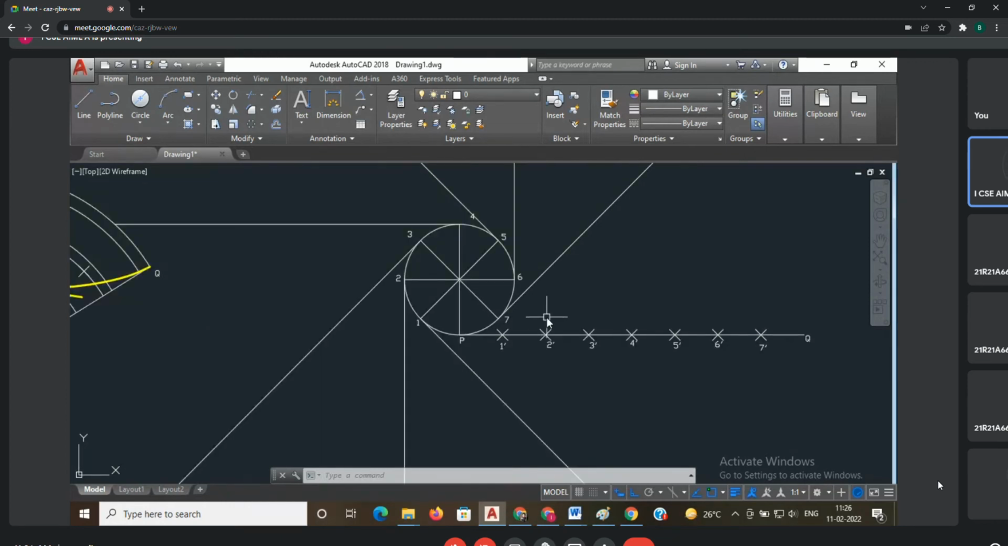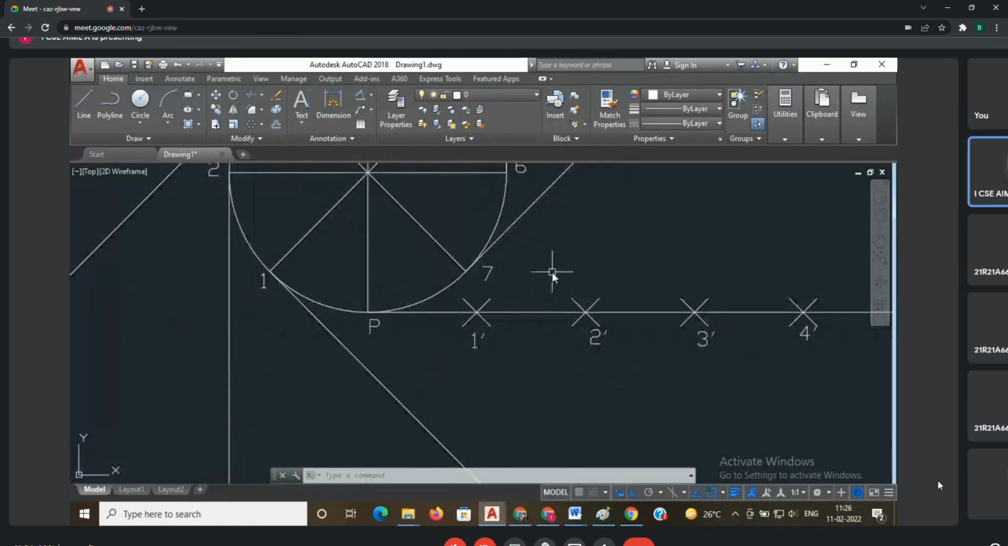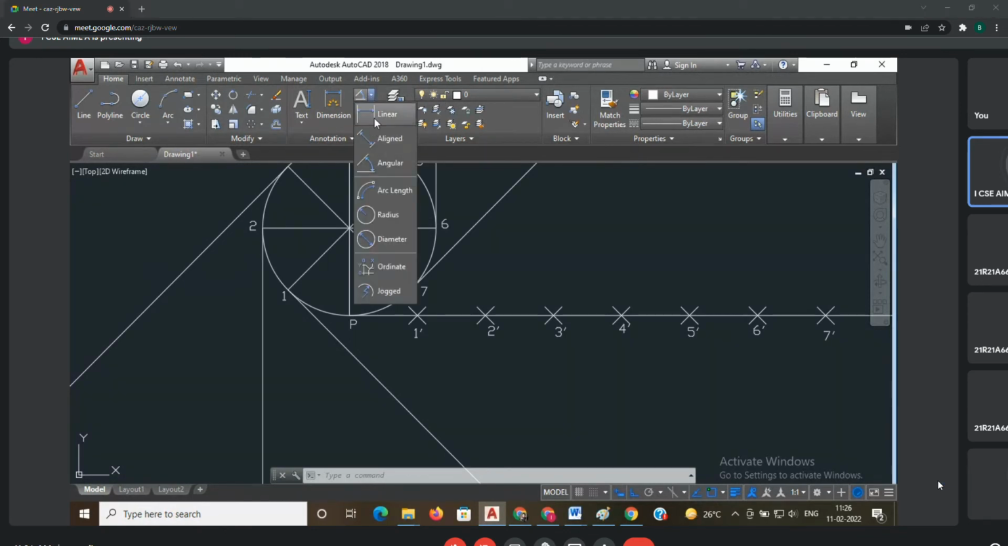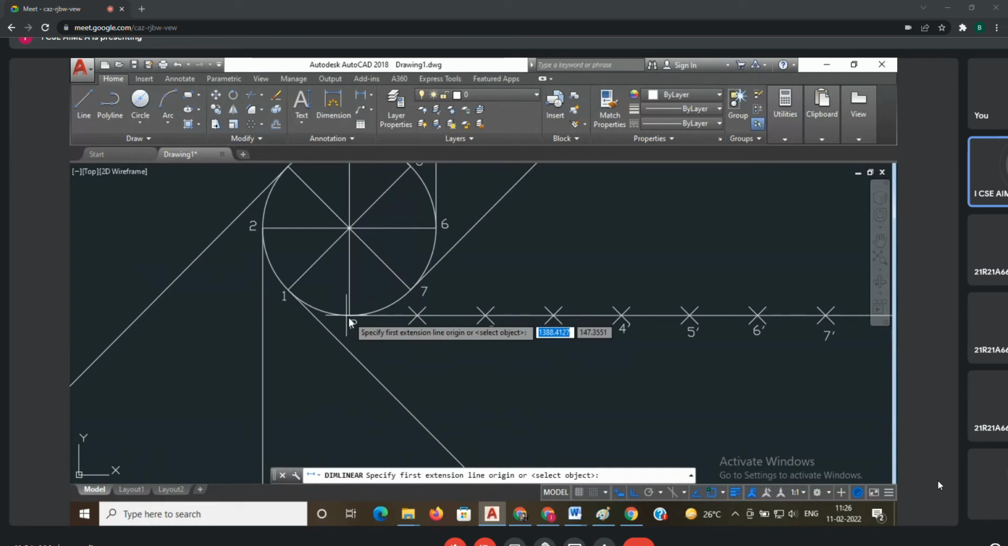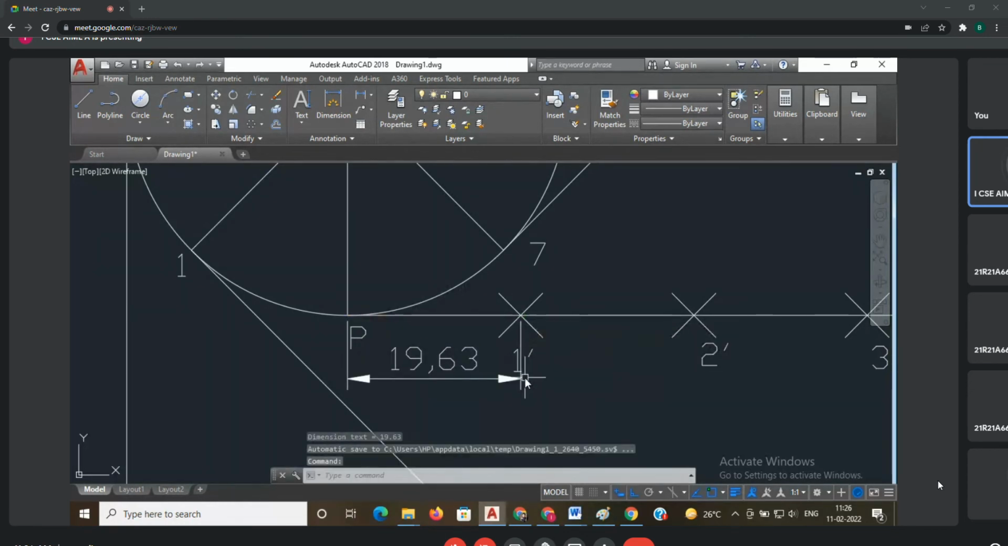Okay, here the circle is not rolling anyway. Why? Because the circle is fixed. Just the thread is unwinding. Okay. Now, what is the procedure? We have two methods here. One is the circle method. One is the length method. Suppose we find out first the length from P to 1 dash. How much is it? 19.63.